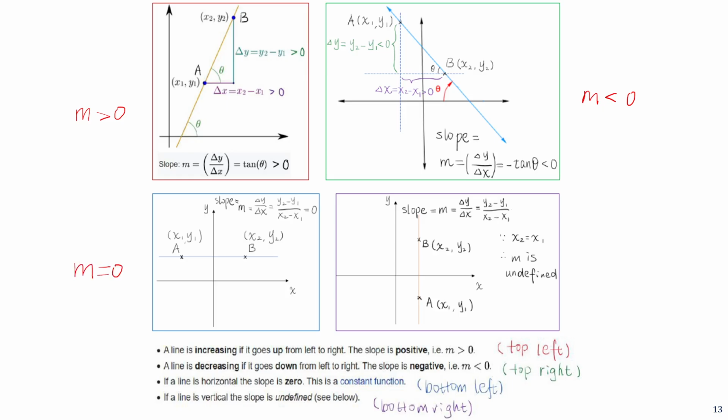And for the last case, if the line is vertical, then the slope is undefined, because in that case, x1 equals x2. We cannot use 0 as a denominator, right? So in that case, m is undefined. Are you clear? Okay, next.